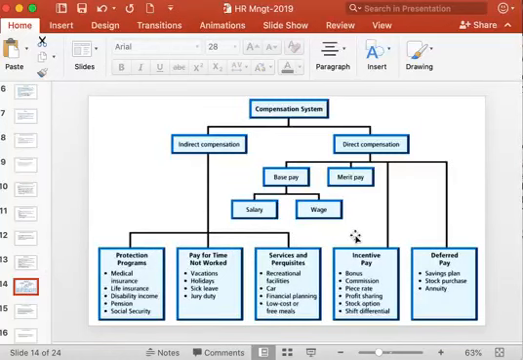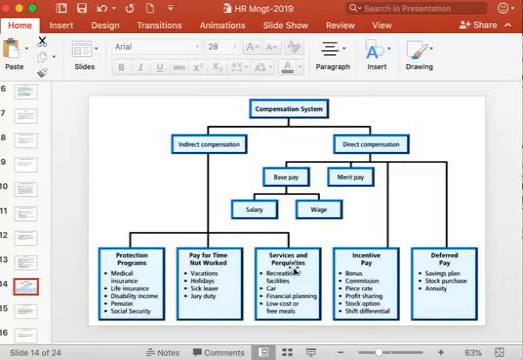So you can see the compensation system and various types of compensation. Compensation broadly can be divided into indirect and direct compensation. Indirect compensation can be further broken down into protection programs like medical insurance, life insurance, disability, income, pension, social security, and so on. Another indirect compensation is pay for time not worked, for example, paid vacations, paid holidays, paid sick leave, and paid duty, and so on.